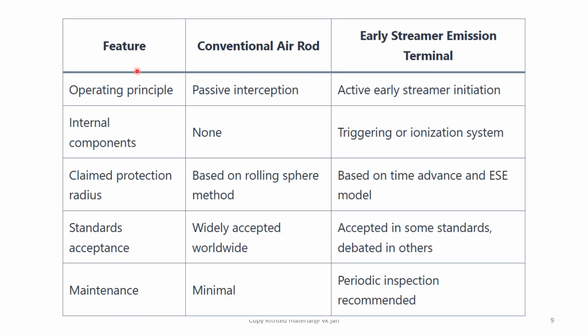Friends, through this table, I have discussed the operating principle, internal components, claimed protection radius, standard acceptance, and maintenance. All these features have been compared with respect to conventional air rod and ESE terminal. Let me discuss standard acceptance: widely accepted worldwide, accepted in some standards, debated in others. That is the beauty of it. Maintenance: the conventional system requires minimal, whereas ESE requires periodic inspection.